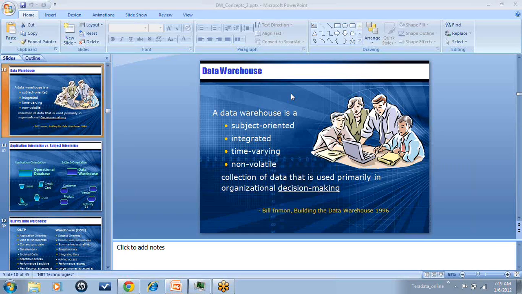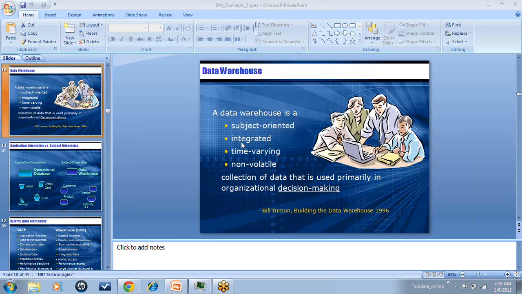Existing operational systems are more concentrated on running the business, whereas business users are looking to improve the business. So there was a gap between these two systems. The data warehousing concept came into the picture in the 1990s, and Bill Inmon, who is called the father of data warehousing, gave a pretty good definition of what a data warehouse is and what business users want to analyze in their data to take proper decisions for business growth.